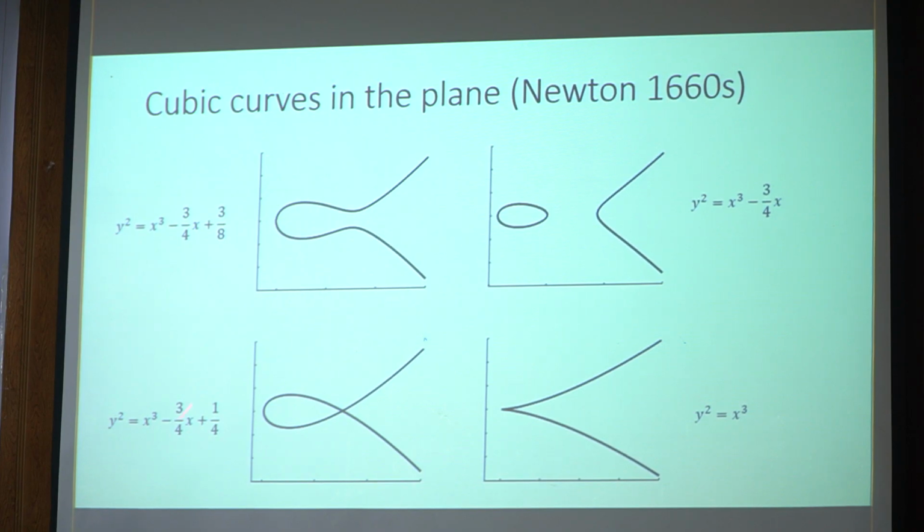Then there is this equation, or some equivalent form. This is called a nodal cubic. So this is a self-intersecting cubic which has a singular point here. This cuspidal cubic also has a singular point here. And then these are what are called non-singular cubics. So there are no singular points. And at least the real pictures could look like this. It could have one component, or it could also have two components like that.